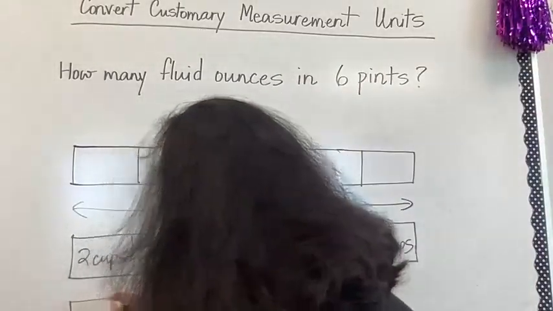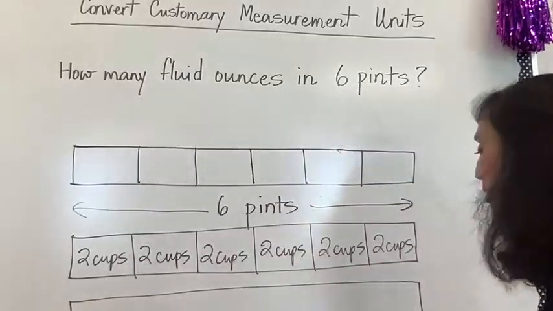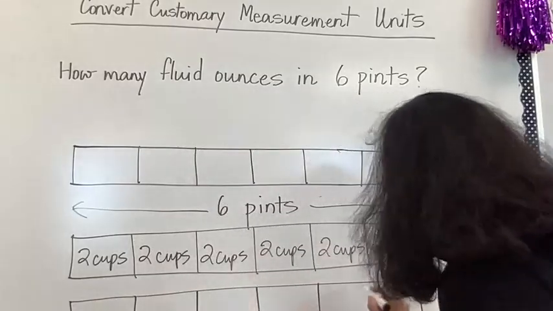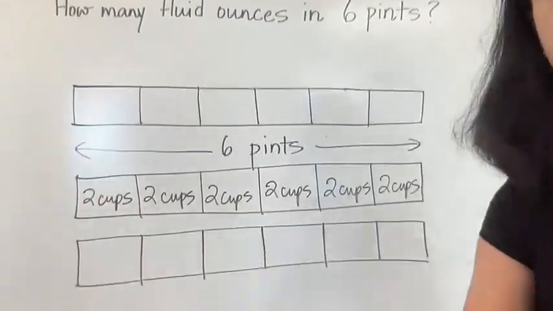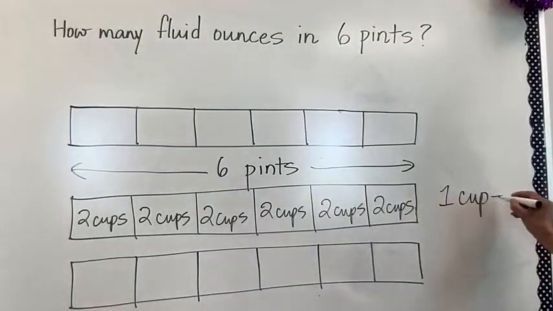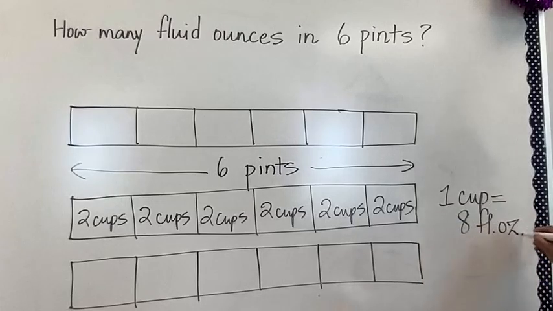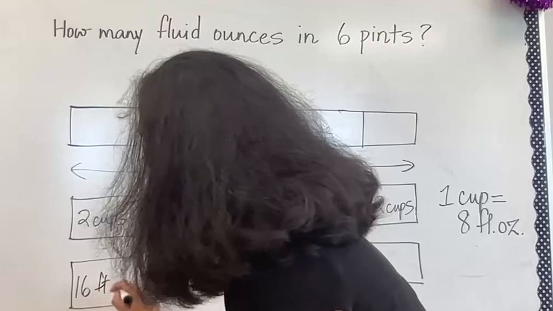Okay, so in every 1 cup I have 8 fluid ounces. So 1, 2, 3, 4, 5, 6. If one cup is equal to 8 fluid ounces, then in 2 cups, what am I going to have? I'm going to have 16 fluid ounces.